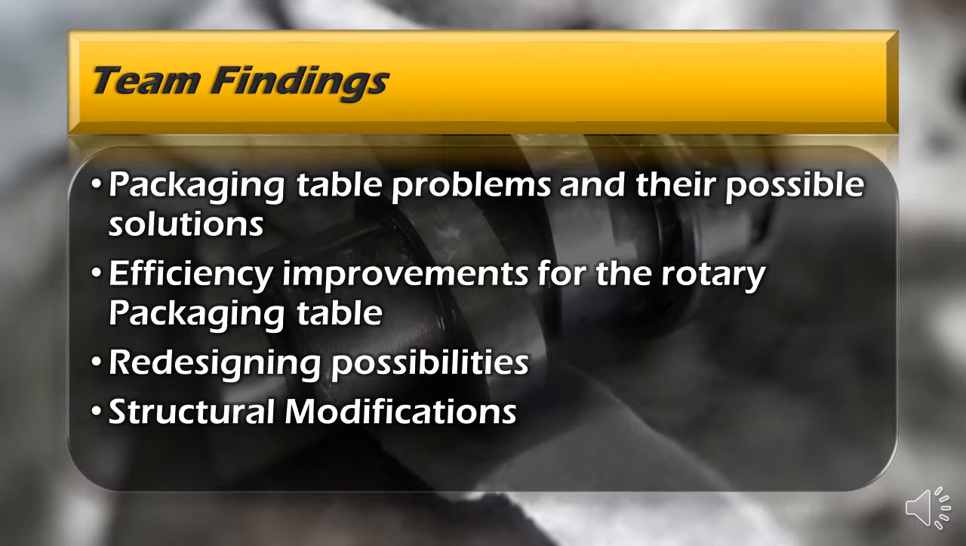Redesigning possibilities. To further improve efficiency, the system could be redesigned without a motor, completing the required functions by utilizing gravity. Structural modifications. The frame of the table could have been reinforced better while reducing the amount of material used.